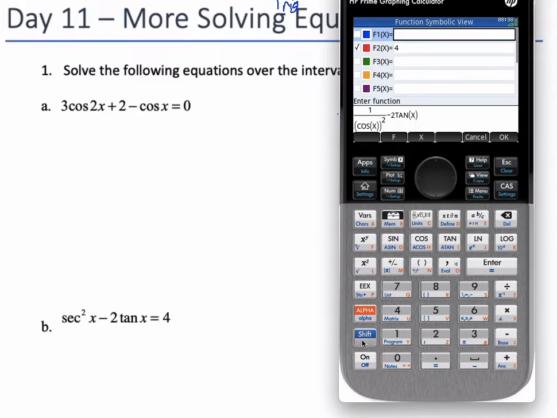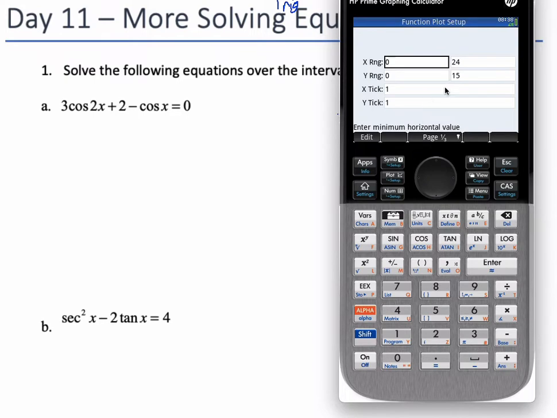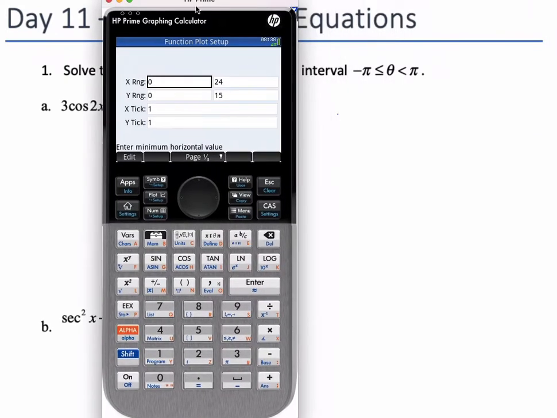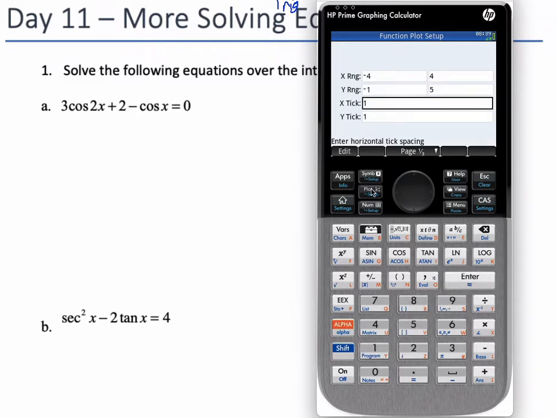Okay, then let me click OK. Let's make sure we do shift plot and set it up nicely. The interval is negative pi to pi, so you can type in literally that, but you want to see negative pi, so negative pi is about 3. Let's go negative 4 to 4, then we'll see negative pi and pi. We want it to go up to 4, so let's do negative 1 to 5. Yeah, there we go. Now we should be able to see it perfectly.